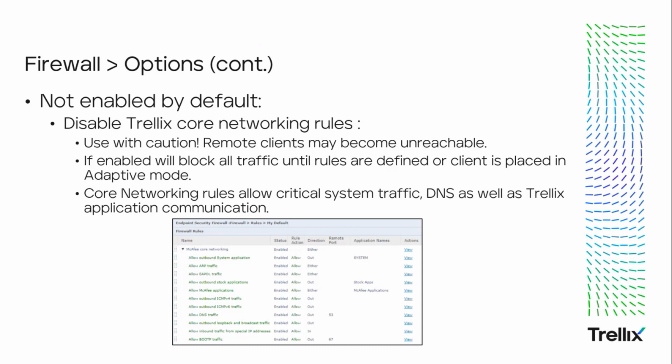So if you are considering removing core networking, you want to make sure that you're either in adaptive mode, so that you're allowing all traffic on the system and learning rules as the system operates, or that you have defined appropriate alternative rules in your rules policy to allow essentially what the core networking rules allow: critical system traffic, DNS, as well as Trellix application communication. So you can expect, if you've disabled core networking and you've not placed anything to either learn rules or apply alternative rules, then all of this sort of traffic is going to get blocked.